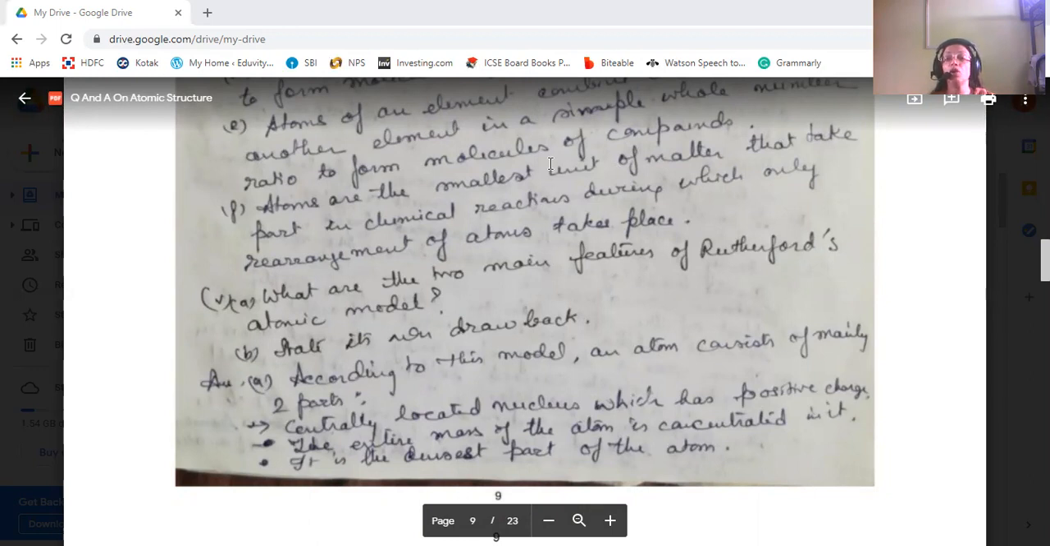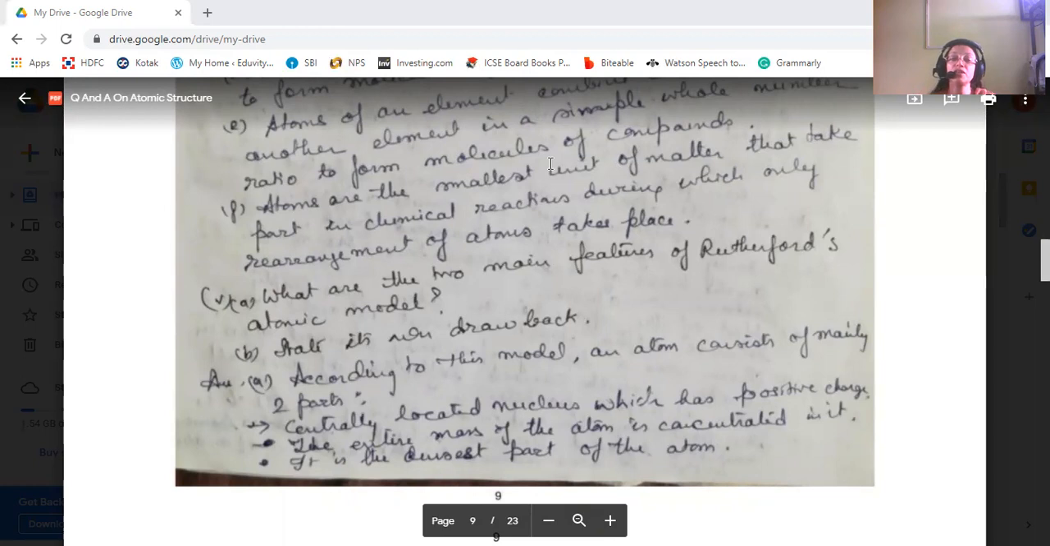So first, what are the two features of Rutherford's atomic model? According to this model, an atom consists mainly of two parts: a centrally located nucleus, which has positive charge. Then the entire mass of an atom is concentrated in it, and it is the densest part of the atom.